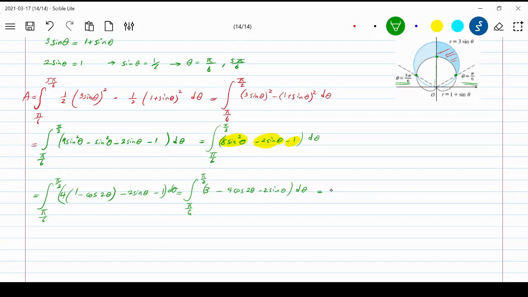Okay, now we can integrate. The integral of 3 is 3 theta, the integral of negative 4 cosine 2 theta would be minus 4 divided by 2 sine 2 theta. So this gives you simply 2. And the integral of 2 sine theta becomes negative cosine theta, so plus 2 cosine theta. Evaluated from pi over 6 to pi half.